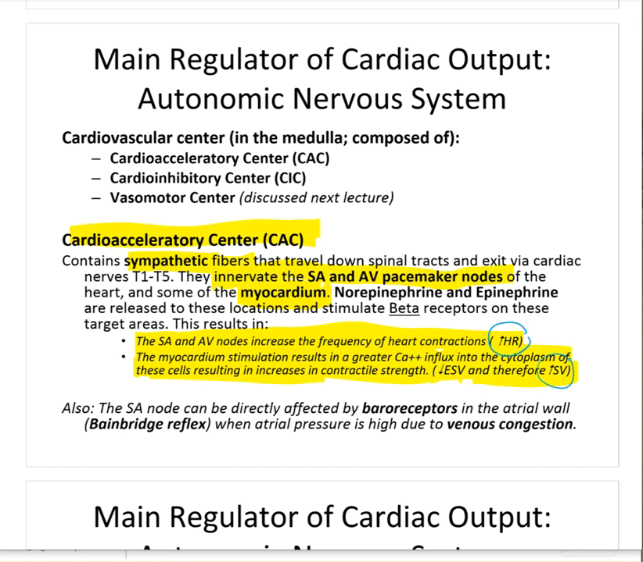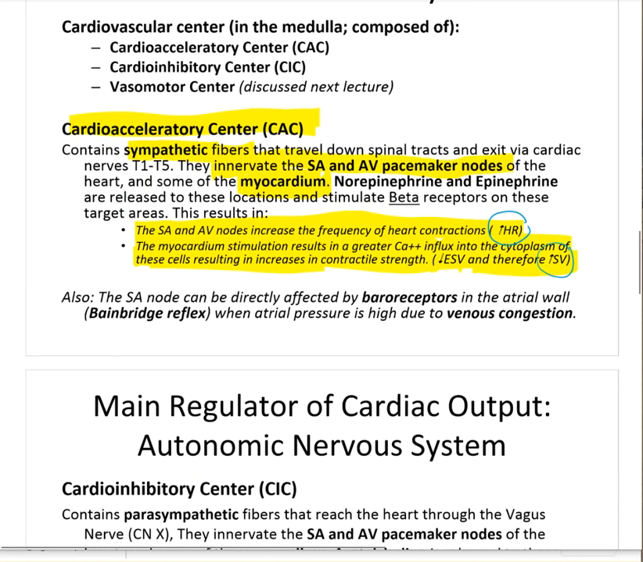Now, I made a little note here. The SA node can also be affected by baroreceptors in the atrial wall. What's happening here is if the atrial wall gets very congested and we have lots of stretch in the atrial wall, the SA node will also get noticed, or will get signaled. And what that's telling us is there's a lot of congestion in the atria.